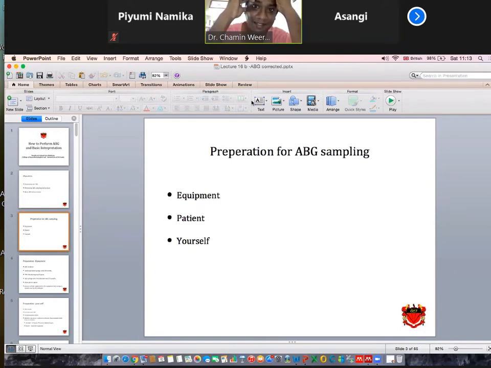Tell me in Sinhala or English, I don't know whether everybody is comfortable with English. What would you tell the patient? Go. First, I select the site. No. What would you tell the patient? Assume that you are going to do the blood gas from the radial artery. What would you tell the patient?